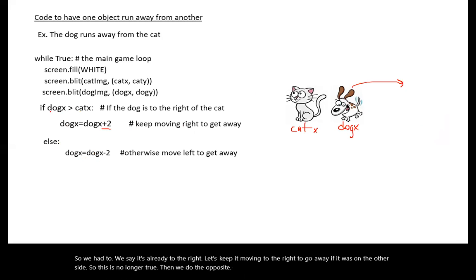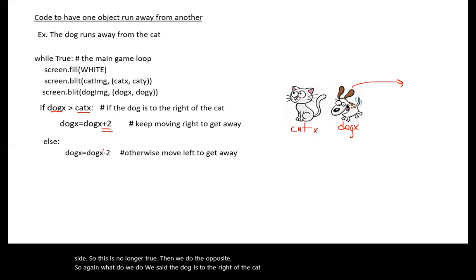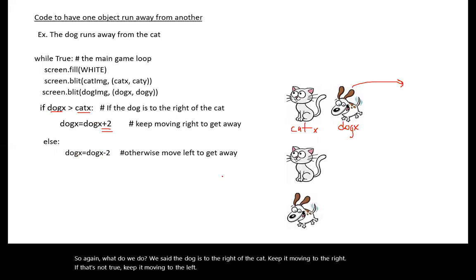So again, what did we do? We said the dog is to the right of the cat, keep it moving to the right. If that's not true, keep it moving to the left. What happens if your dog Y is bigger? See if you can figure this one out yourself.